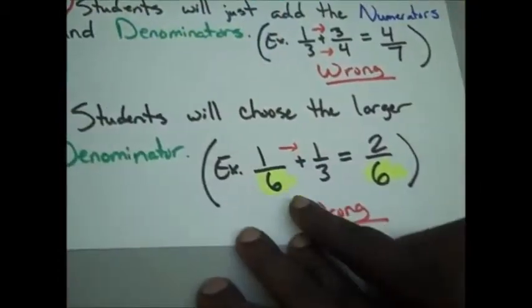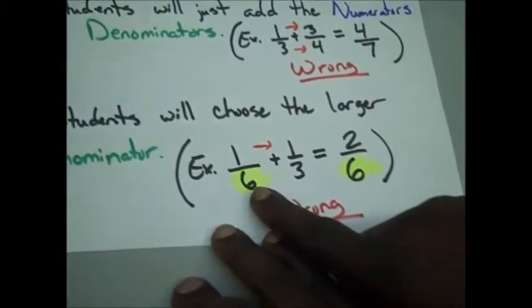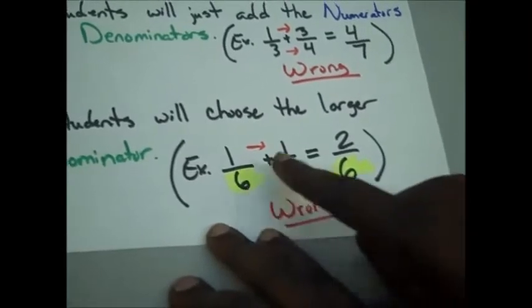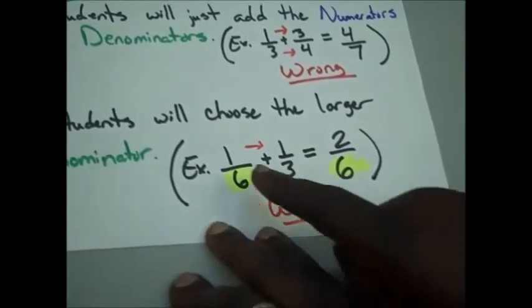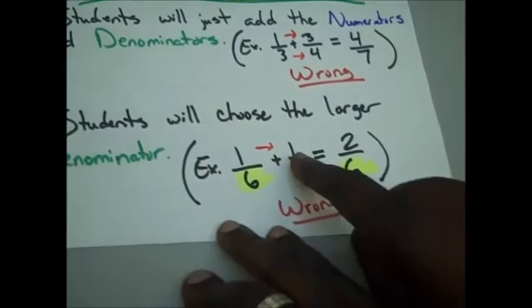And the second misconception, parents, is that they'll just pick the fraction with the largest denominator, which is 6 right here, 1/6, and they'll just put that 6 in the answer. Then they'll add the numerators and put that in the answer. They would just add the numerators and pick the largest denominator. That's absolutely wrong as well. So both of those misconceptions are completely wrong.